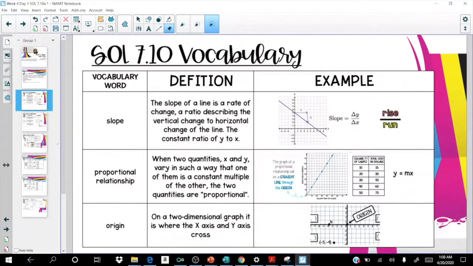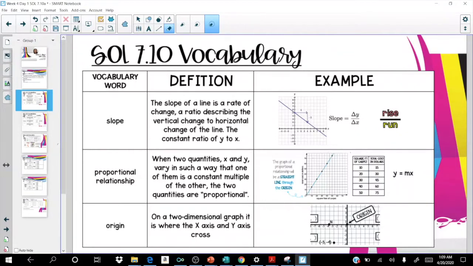Proportional relationship: when two quantities x and y vary in such a way that one of them is a constant multiple of the other, the two quantities are considered to be proportional. So in our example, we have several different representations of a proportional relationship, one being a graph, another being a table, thirdly being an equation. There is a fourth way to represent a proportional relationship, and that is to use words.